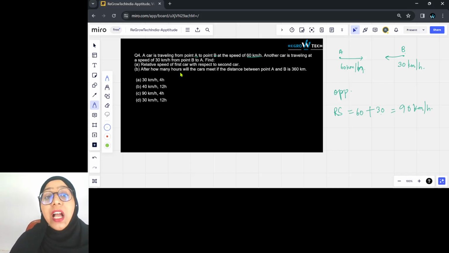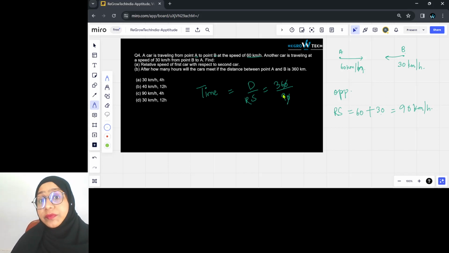The second question: after how many hours will the cars meet if the distance between A and B is 360 kilometers? Distance is actually given to us. We are calculating the time at which they meet, right? So that would be distance divided by speed, and here it's not speed, actually, it is relative speed, which is 90. So 360 divided by 90 is 4. So in about 4 hours both the cars will meet when their relative speed is 90 kilometers an hour, which is option C.